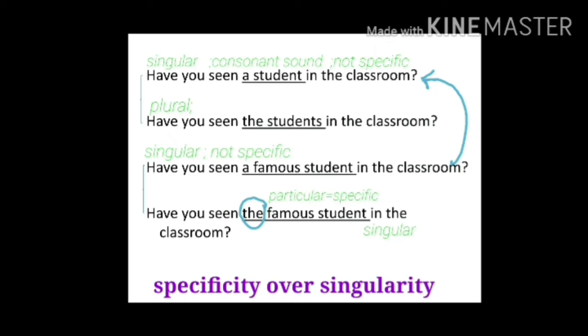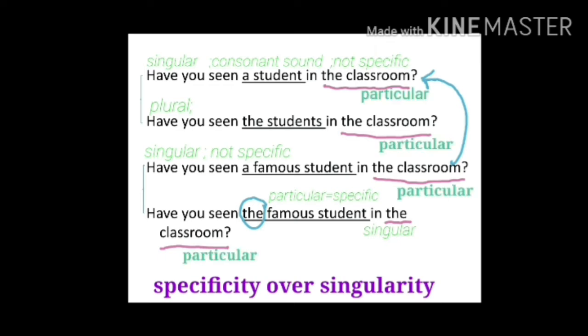Notice also the words the classroom in all four sentences. Why is it that all of them are using the article the? Simply because the speaker is referring to a particular classroom. The person who is being asked the question already know which classroom the speaker is talking about. Okay, so are we still good? Yeah? So let's proceed to the next slide.